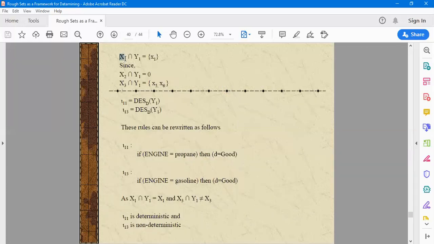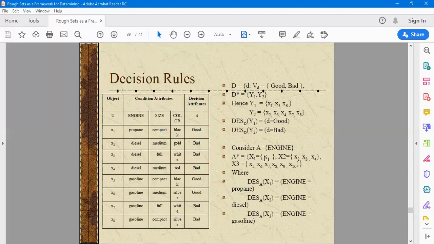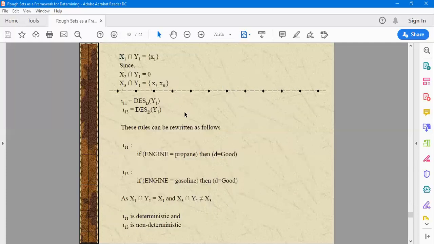So if we see here, x1 intersection y1. x1 is the equivalence class related to propane, and y1 is the decision where the car is good. If you take the intersection, it is x1. And x1 is nothing but equal to the capital X1 itself. If you go back and see, capital X1 is equal to small x1 itself. Now since x2 intersection y1 is 0, and x3 intersection y1 is equal to x5, x6.